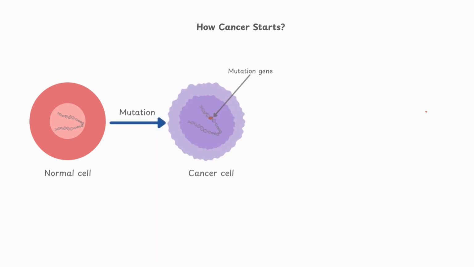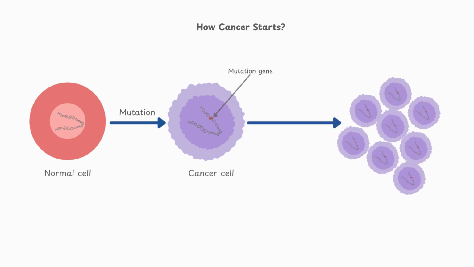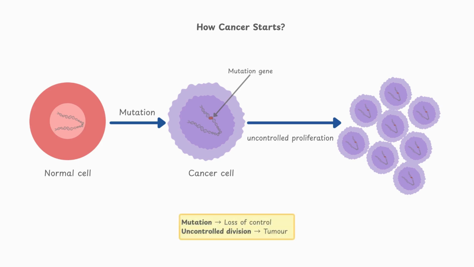Now, let's see how cancer starts, step by step. First, we begin with a normal cell. Its DNA controls cell division in an organized and regulated way. Next, a mutation occurs in the cell's DNA. This genetic change can create a mutation in the genes responsible for controlling growth. Then, the cell becomes a cancer cell. Because control has been lost, the cell begins dividing uncontrollably. This process is called uncontrolled proliferation. Finally, these rapidly dividing cancer cells build up into a large mass of abnormal cells, called a tumor. Mutation leads to loss of control, and uncontrolled cell division leads to tumor formation.